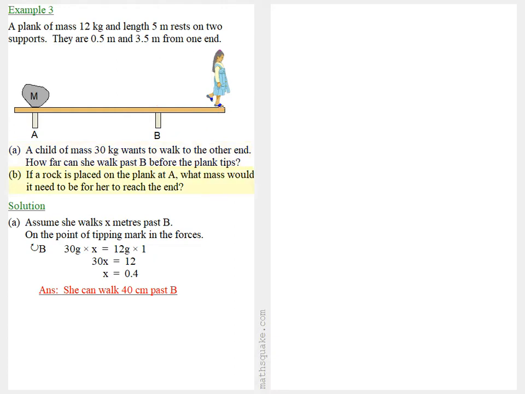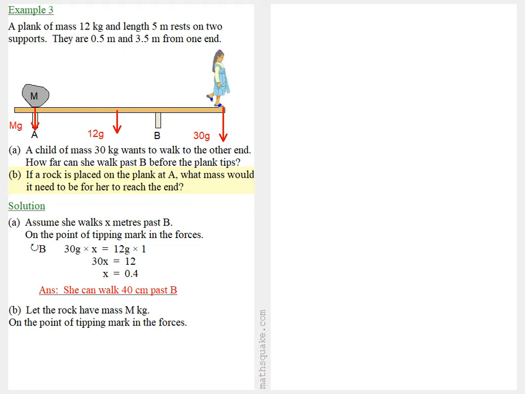Now in part B it asks, if a rock is placed on the plank at A, what mass would it need to be for her to reach the end? Well, let the rock have a mass m kilograms. On the point of tipping, mark in the forces. We've got the weight of the girl, which is 30G. We've got the weight of the rock, which is mg. And we've got the weight of the plank, which is 12G.